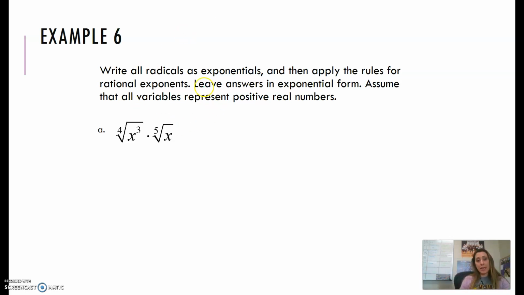So if I'm looking at this one, what would be my denominator? My base is going to be x, my denominator of my exponent is going to be 4, and my numerator is going to be 3. Again, my base is going to be x, my denominator is going to be 5, because remember the root tells us, and then this is going to be to the 1 power. So we're going to have x to the 3/4 times x to the 1/5. Well, now we know how to deal with that. I have the same base, I'm multiplying, so I'm going to add those exponents together.